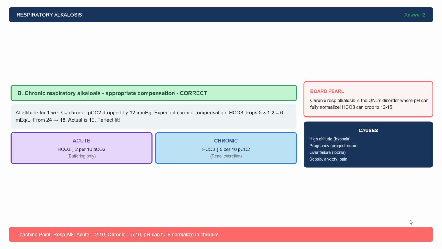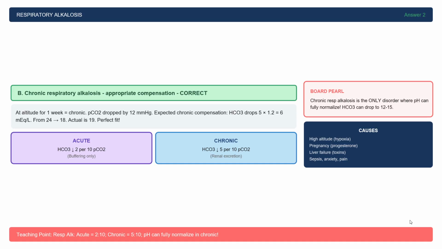So the answer is B. And this example shows chronic respiratory alkalosis with appropriate compensation. She has been at high altitude for about 1 week, which is important because that gives the kidneys enough time to fully adapt. So this is not an acute process anymore. This is chronic compensation. Let's walk through the numbers.